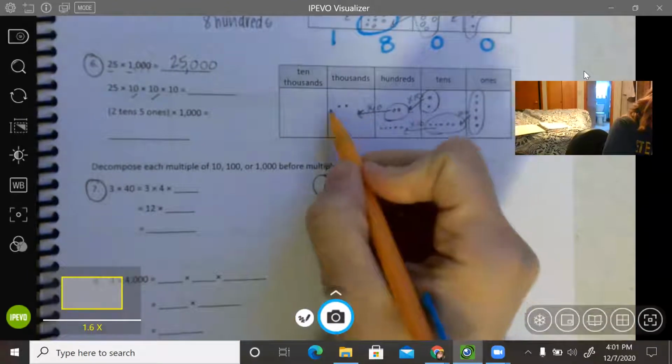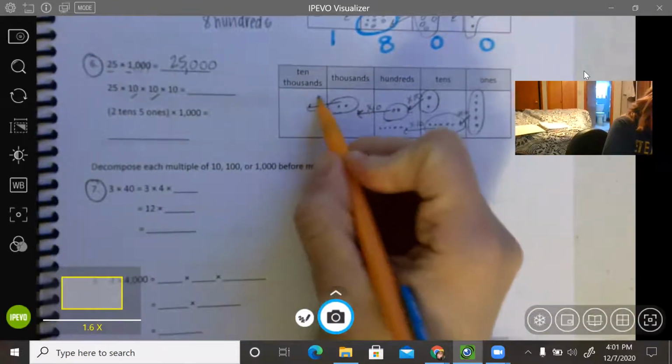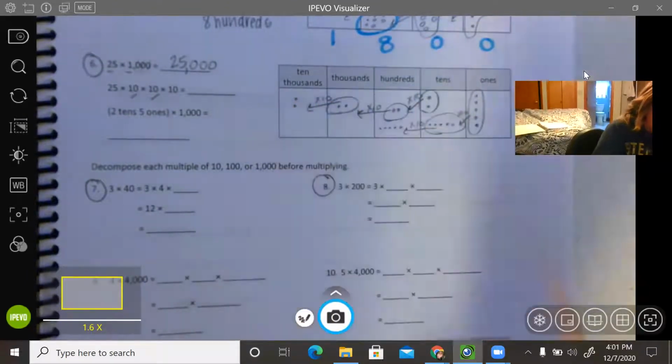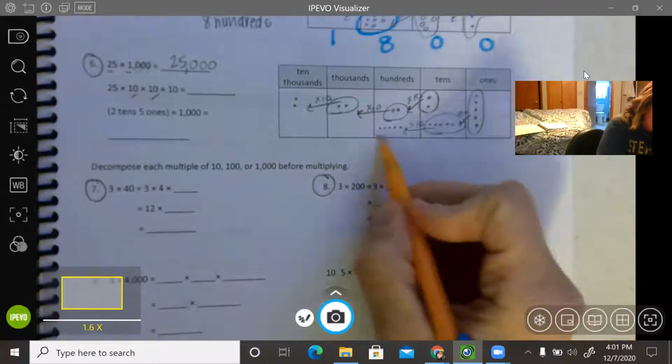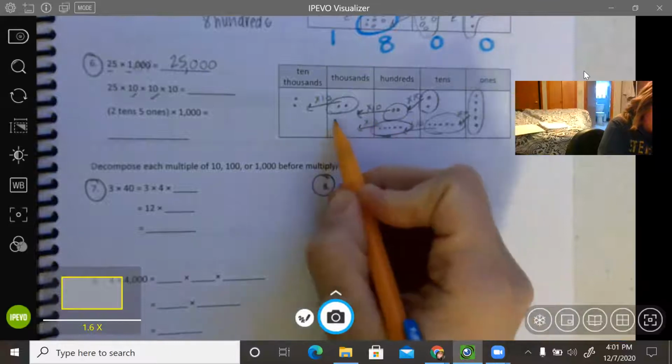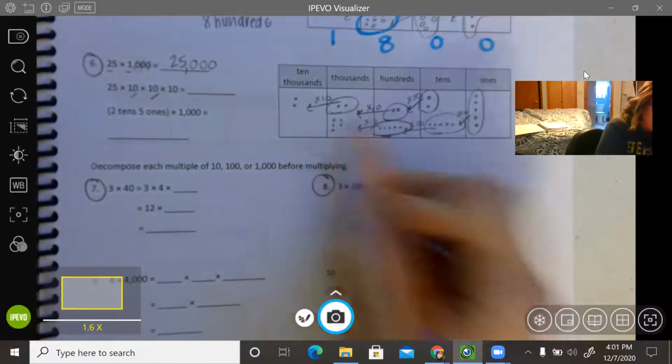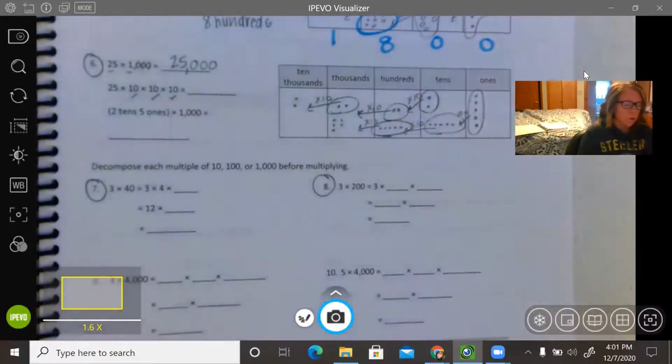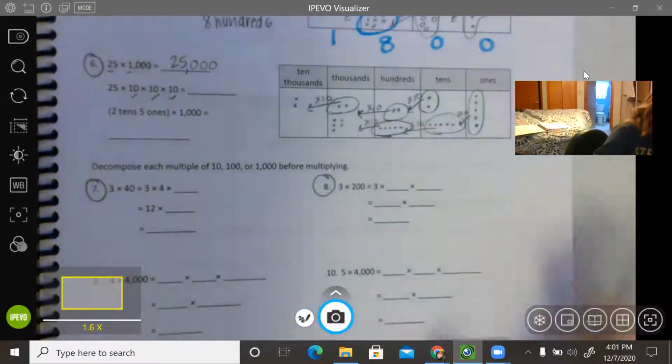One more. So now I'm going to take my 2,000s, multiply by 10, and I'm going to take my 500s, multiply by 10, and that was my third jump. Let's see what we have.